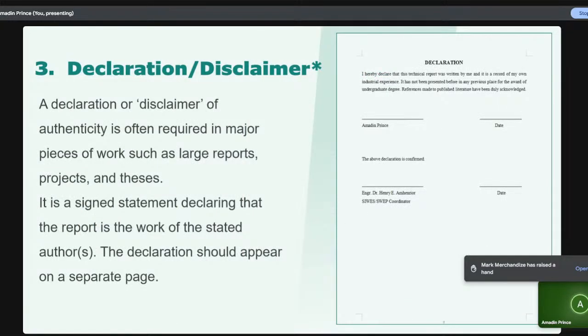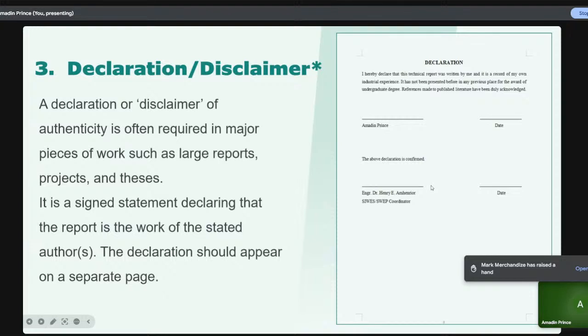Now we move on to the declaration or disclaimer. Basically, this is a signed declaration of your work. It is signed by both you and your HOD in terms of education. It helps to make your work standard and declare that yes, you are the rightful owner of this work. You can see an example here.